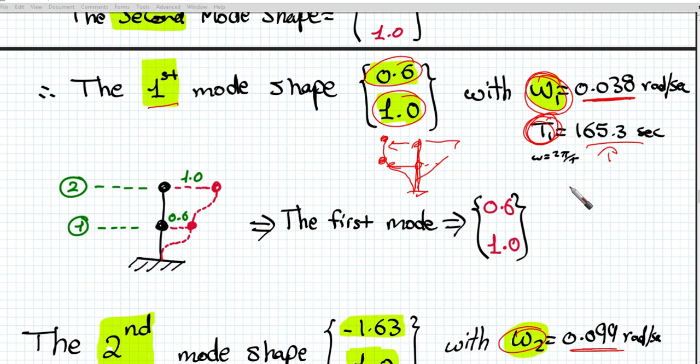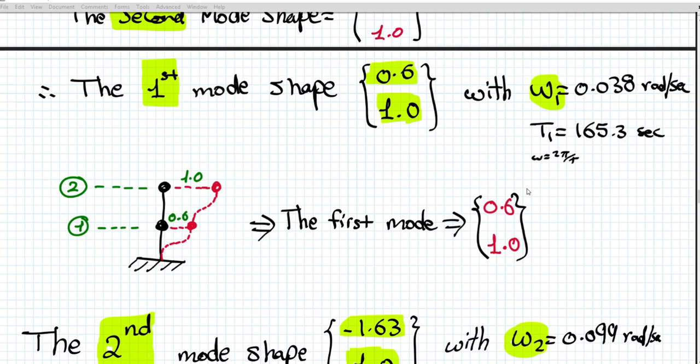It's very large here, but anyway, this is how the numbers went with us. So this is the shape of the mode shape here. Coordinate 1, 0.6, coordinate 2, 1. This is the ratio. This is the first mode associated with it.